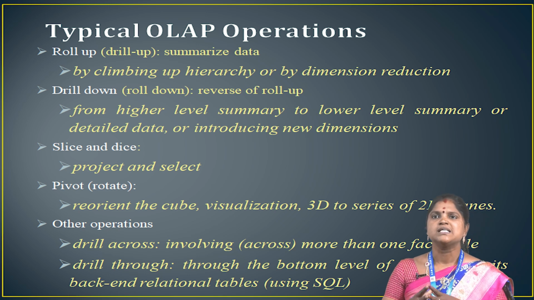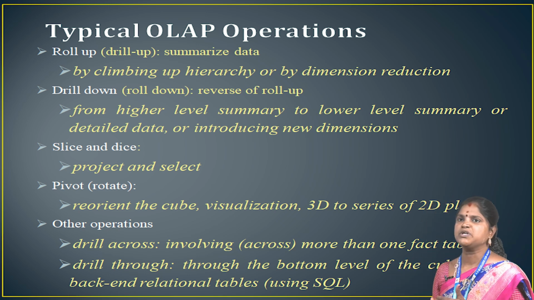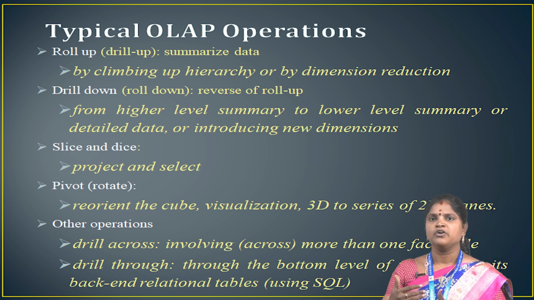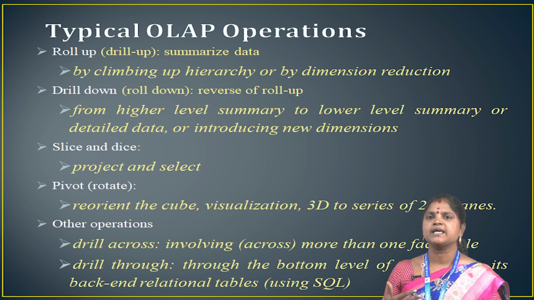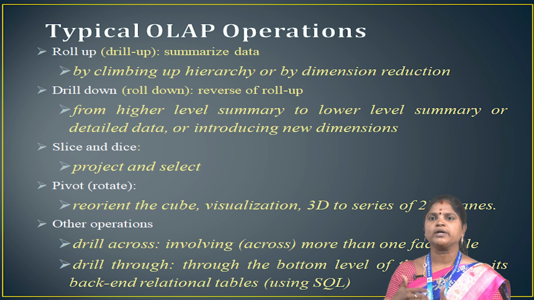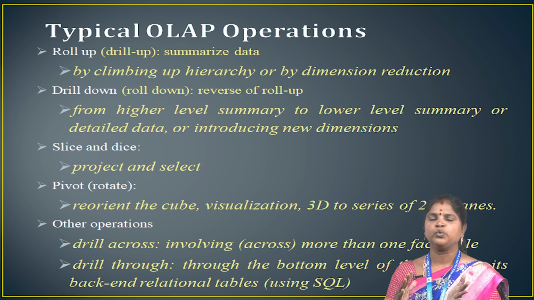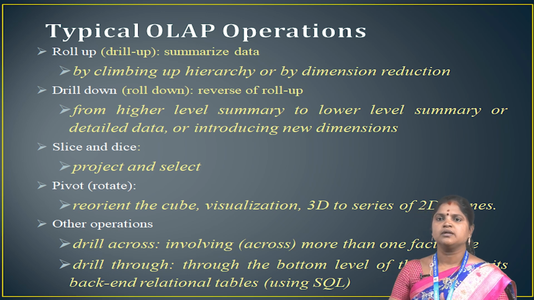Roll up means summarizing data by climbing up the hierarchy or by dimension reduction. Drill down is the reverse of roll up, from a higher level summary to a lower level summary. Slice and dice means project and select. Pivot is to rotate the cube visualization, from 3D to 2D planes. Other operations: drill across, drill through.